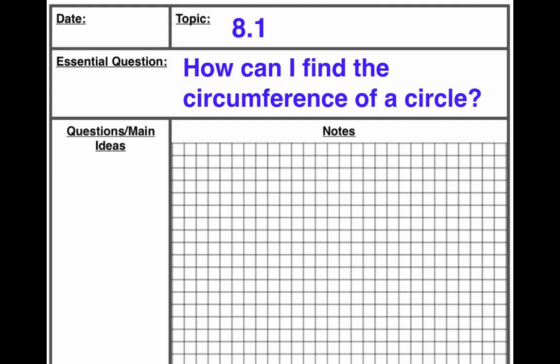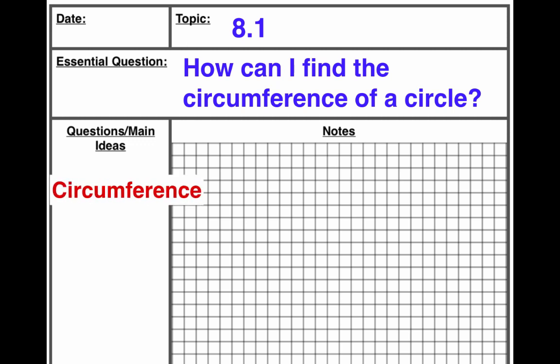Hey guys, we're doing a Chapter 8, Section 1 video here, if you're in our textbook in class. We're going to be working on how can I find the circumference of a circle. But we're going to get into different types. This is probably not the first video on circles that you've watched, so I'm going to try to introduce you to something new.